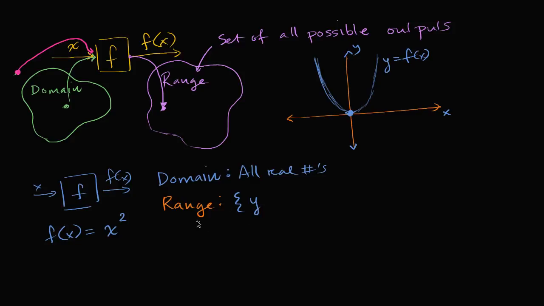We could say f of x, let me write it this way. f of x is a member of the real numbers such that f of x is greater than or equal to 0. We could write it that way. If we wanted to write it in less mathy notation, we could say that f of x is going to be greater than or equal to 0. f of x is not going to be negative. So the set of all non-negative numbers, that is our range.